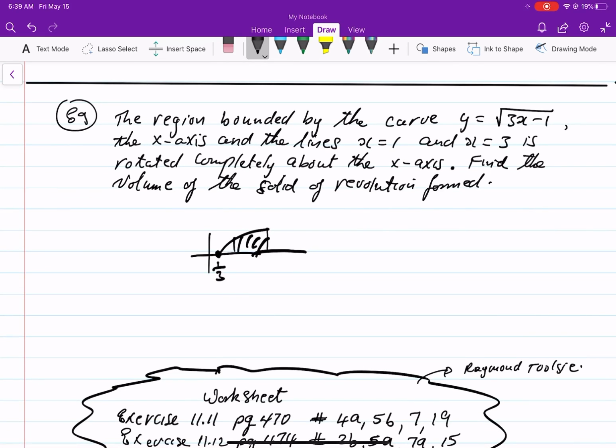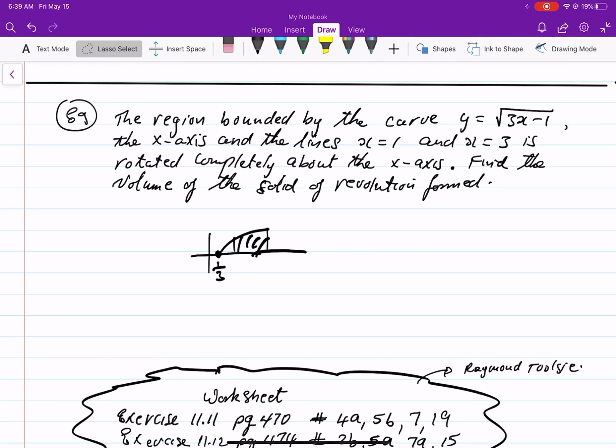The region bounded by the curve y is equal to the root of 3x minus 1, the x-axis and the lines x equal 1 and x equal 3 is rotated completely about the x-axis. Find the volume of the solid of revolution formed.